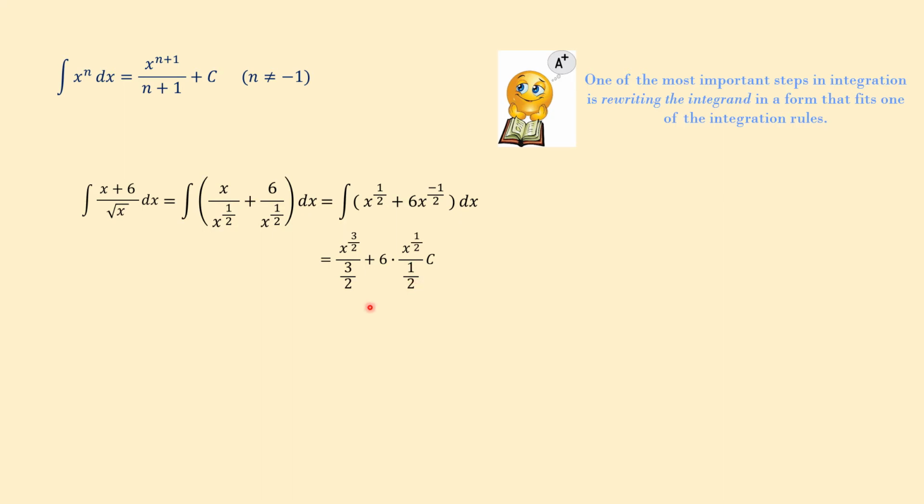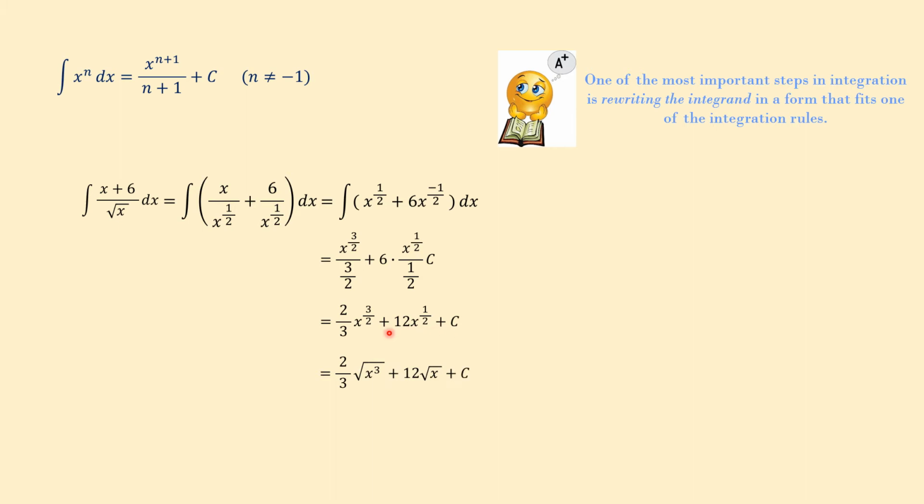So integral of x to the negative 1 over 2 is x to the 1 over 2 over 1 over 2. Now, if we simplify this answer, we can rewrite it as 2 over 3 x to the 3 over 2 plus 12x to the 1 over 2 plus c. Reciprocal of 3 over 2, when we bring this 3 over 2 from bottom to the top, it becomes 2 over 3. Reciprocal of 1 over 2 is 2, multiplied by 6 is 12.